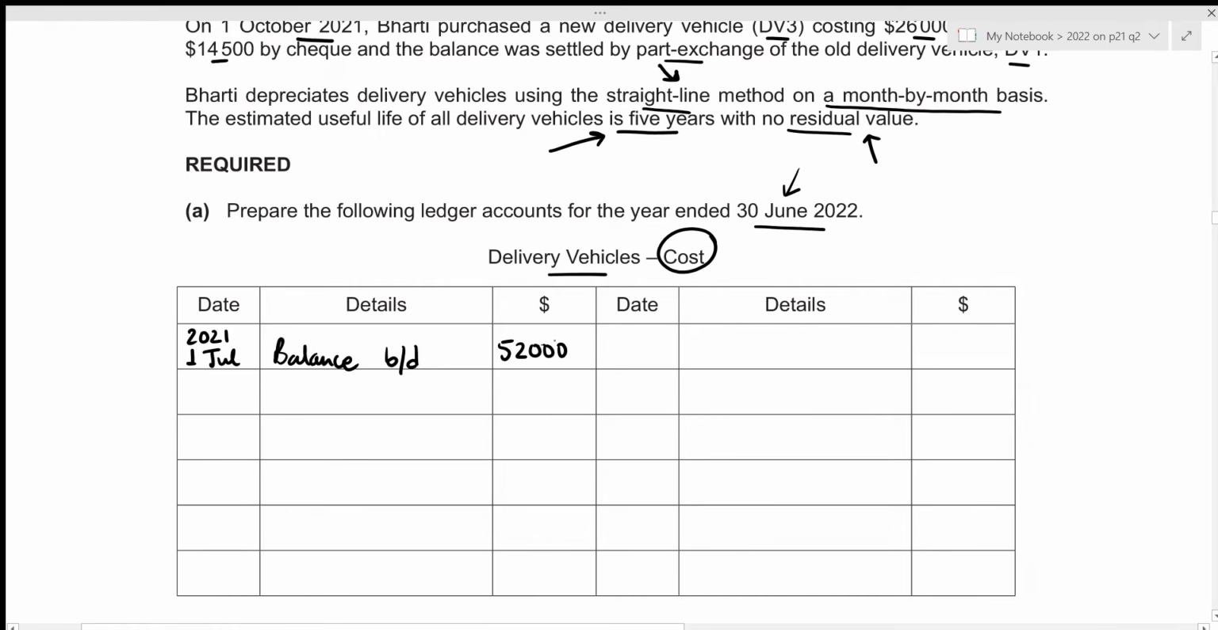Now, we also know that we purchased a new delivery vehicle, right? So that should also be mentioned in our delivery vehicle's cost ledger account. And since this increases the balance of the total cost, we should be recording it on the debit side. So let's write it down.